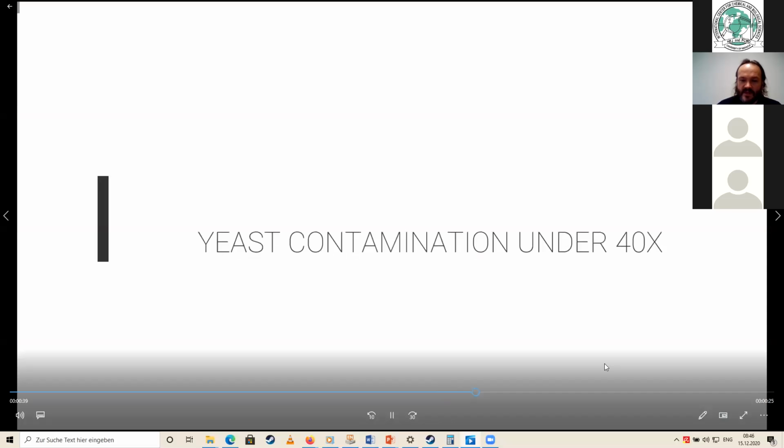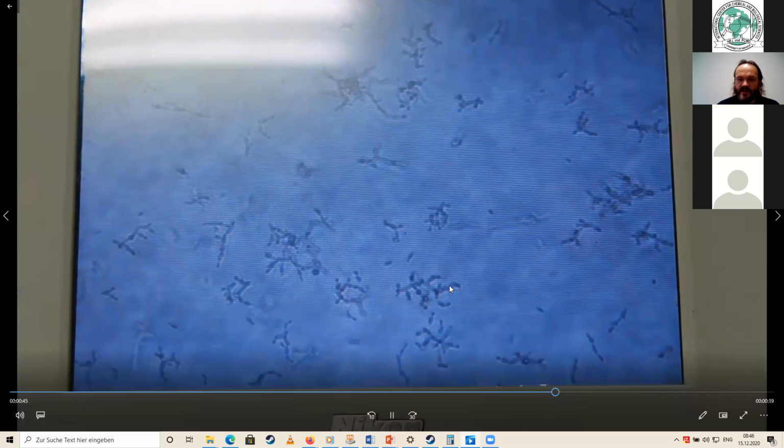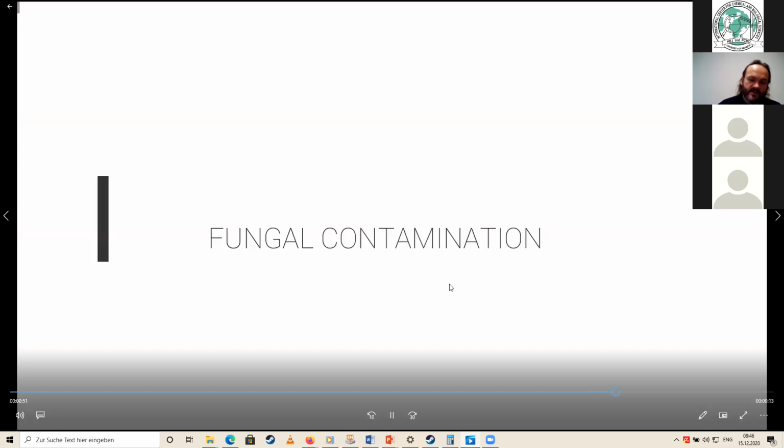Now the yeast contamination, you will see these little segments, and yeah, they make like small islands of these segments, these single yeast cells. And with the fungal contamination, you have these long fungal fibers that are visible even with the naked eyes.